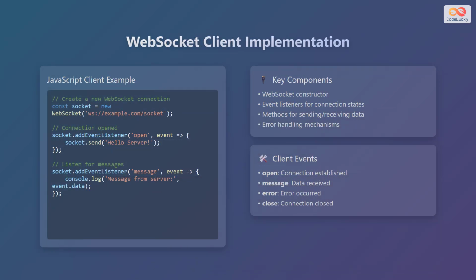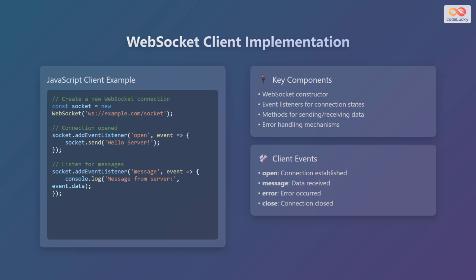Let's take a look at a WebSocket client implementation. The code displays a JavaScript client example. It begins by creating a new WebSocket connection using the WebSocket constructor, with the WebSocket address passed as an argument. It then adds an event listener for the open event, which occurs when the connection is established. When the connection is opened, it sends a message "Hello server."